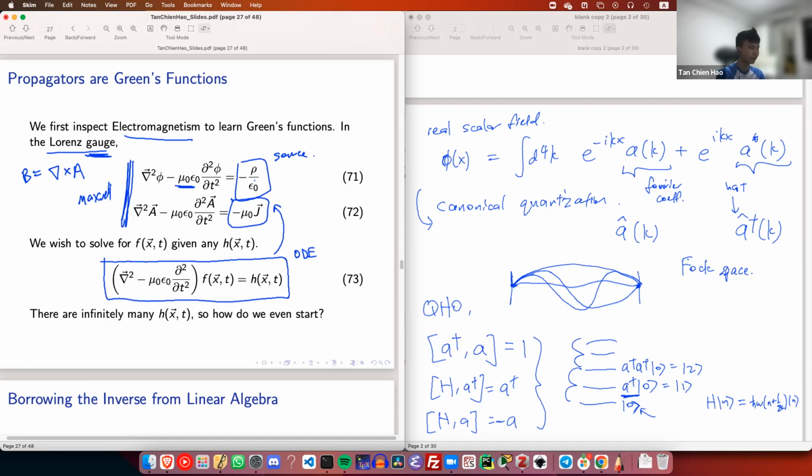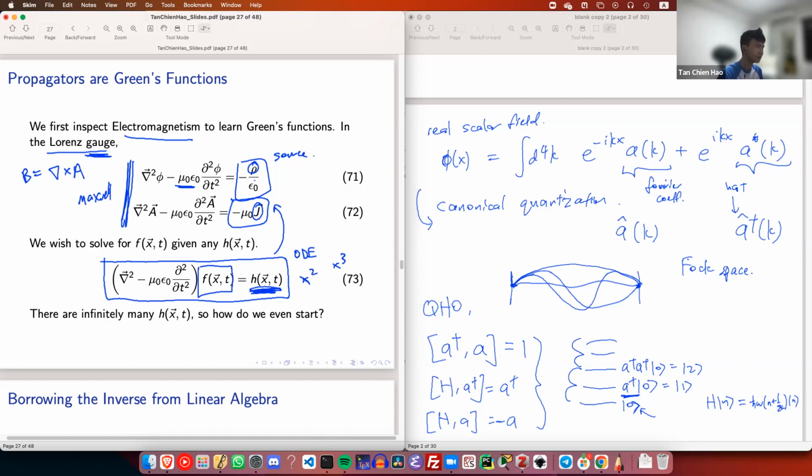Now the thing is that I give you this equation, right? I give you some specified function h, which is how my source terms behave, rho and J. And now I want you to solve for my f. I want you to find the function f that satisfies this. There are so many h that I can give you. For all you know, I can give you h equals x squared, or h equals x cubed. There are so many h. How do you even start tackling this problem?